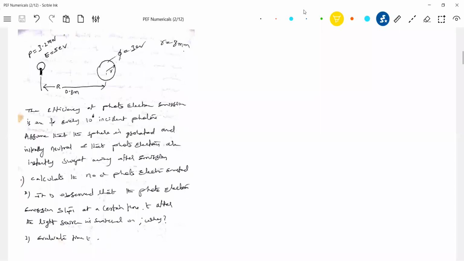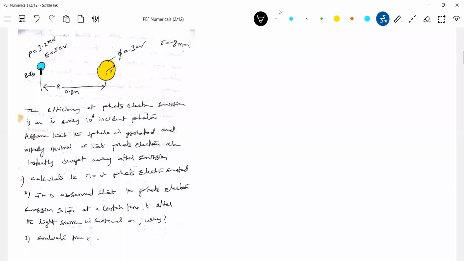So there's a metal sphere. Its work function is 3 electron volt and the radius is 8 millimeter. The power of the source is 3.2 milliwatt, and there's a bulb, a source of light, which will emit photons of energy 5 electron volt, and the power is that much.